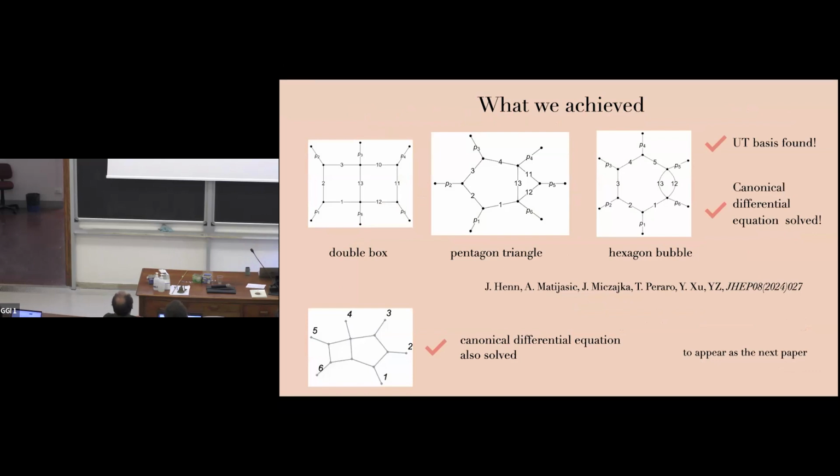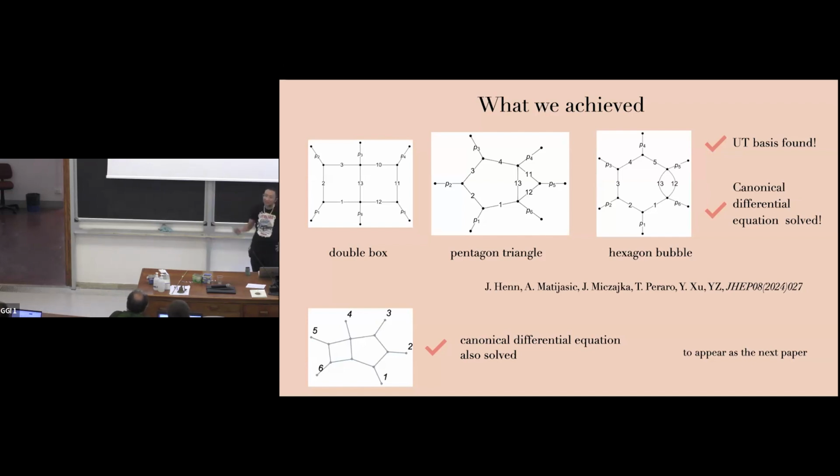Okay, so what we achieved in the recent paper is for this kind of truly 6-point Feynman integrals in dimensional regularization. So we did the canonical computation. We get this kind of diagrams, a double box 6-point, this pentagon triangle, and also this hexagon bubble. And also we had something unpublished, for this higher level, for this pentagon box. Okay, so this one is also solved by the canonical differential equation method.